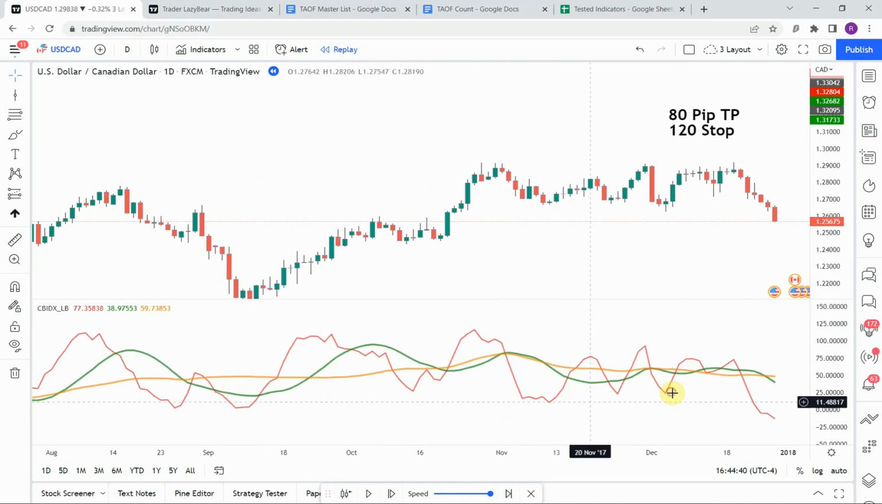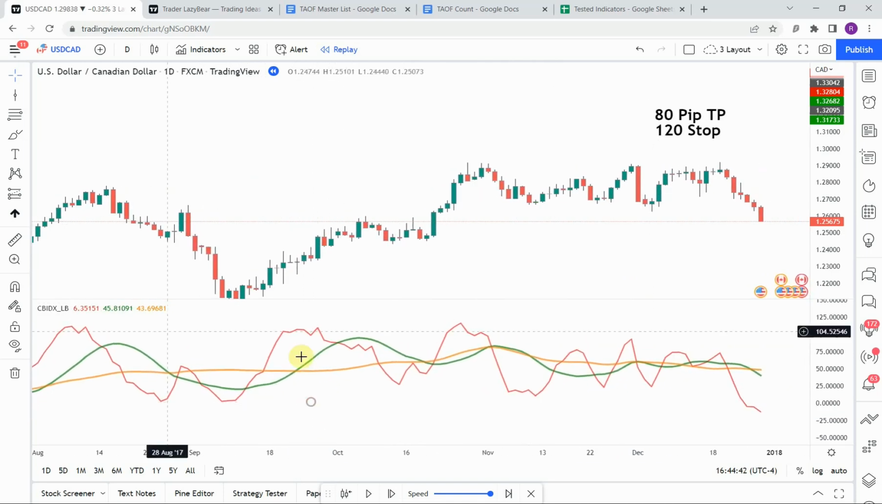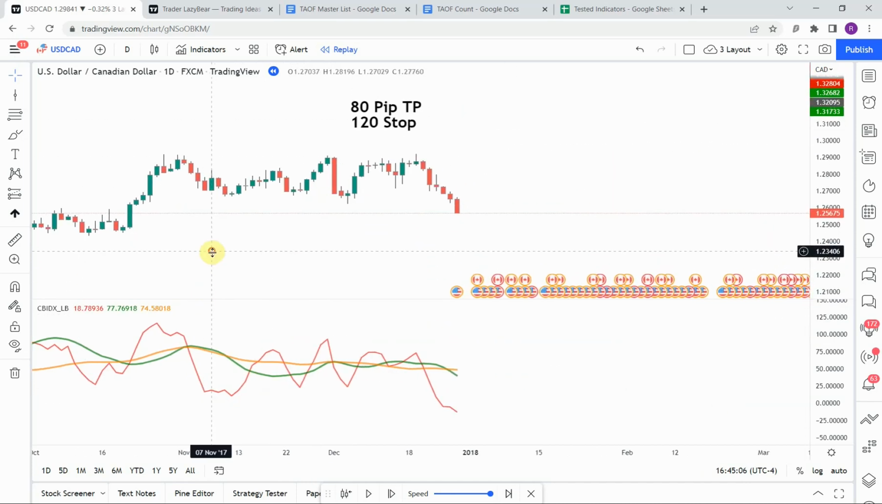And then on the reverse side, the long side, what we're looking for is when the green line is above the orange line, and we're looking for the red line to also be above both lines, and then we would go long, when that cross of everything happens. So the red line is above the orange and green here, and then we get that cross where the green crosses up over the orange right here. That would be a signal to go long.